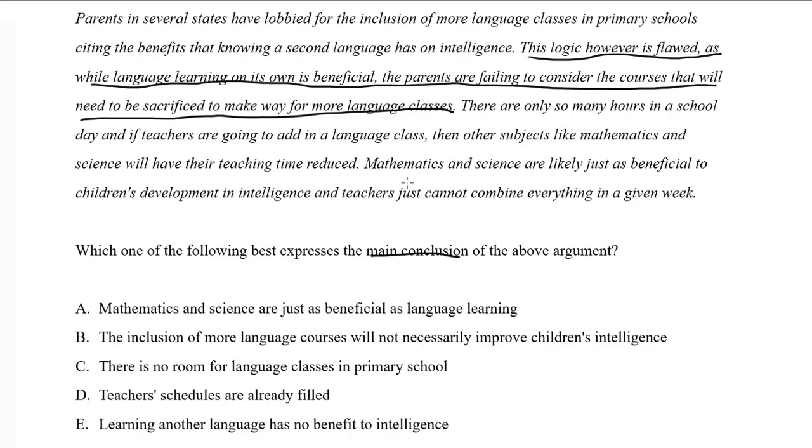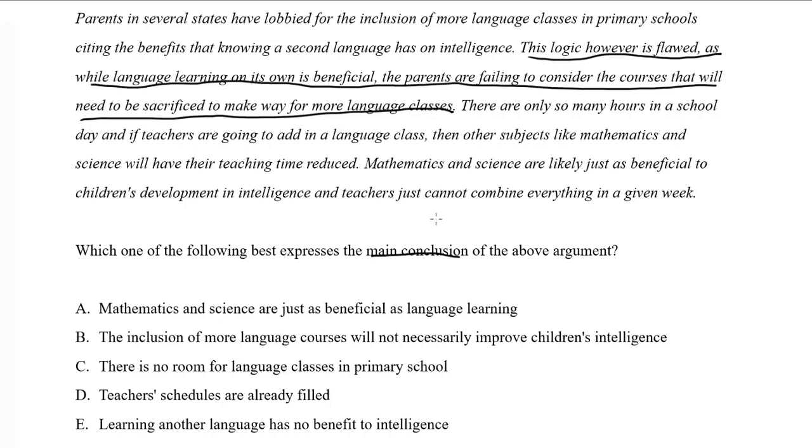Some people might think that it's this part here, that mathematics and science are likely just as beneficial to improve intelligence as language, but no, that's not what this whole passage is about. The passage is about the inclusion of more language classes and why that'll improve intelligence, and the author is saying that that is not true. So this is the conclusion.